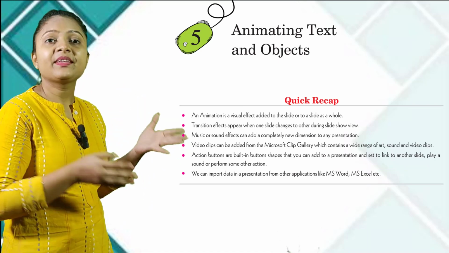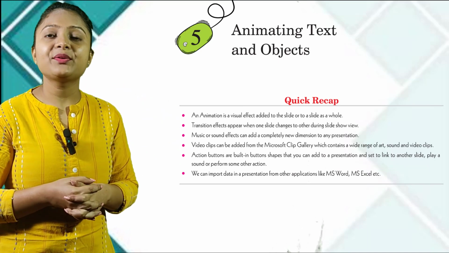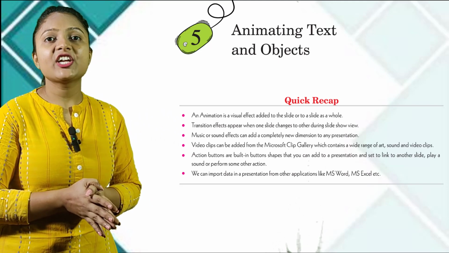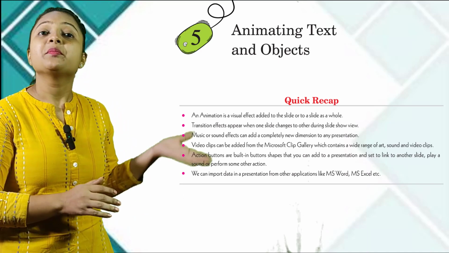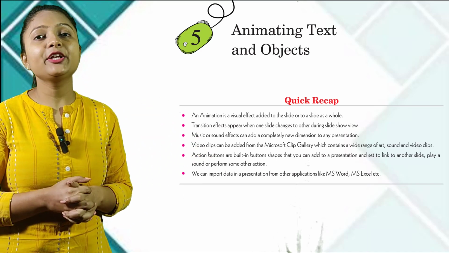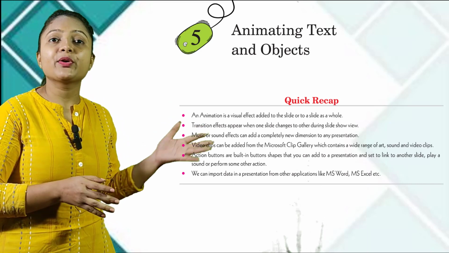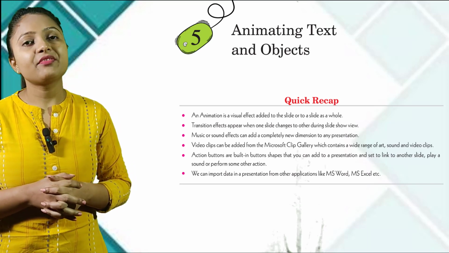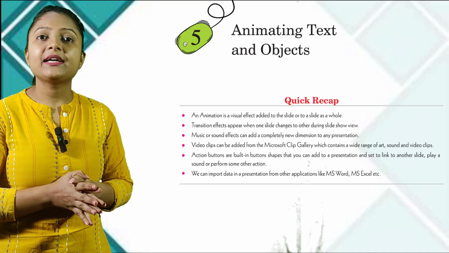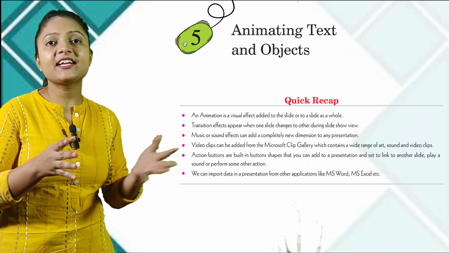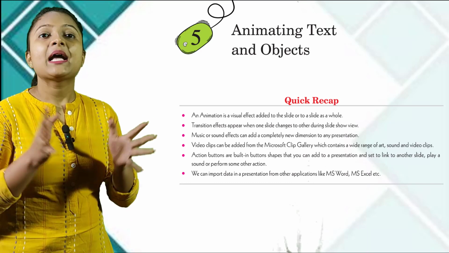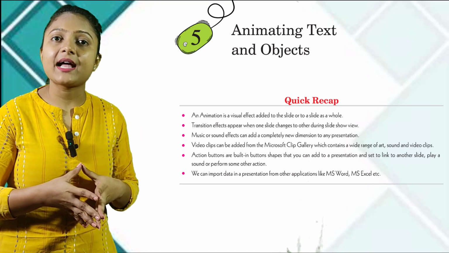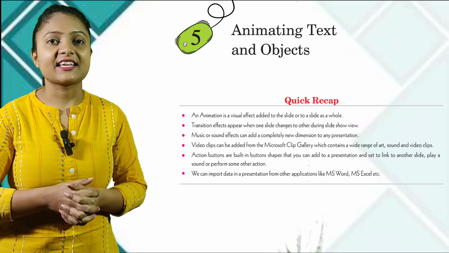A quick recap. An animation is a visual effect added to the slide or to a slide as a whole. Transition effects appear when one slide changes to the other during slideshow view. Music or sound effects can add a completely new dimension to any presentation. Video clips can be added from the Microsoft Clip Gallery, which contains a wide range of art, sound, and video clips. Action buttons are built-in button shapes that you can add to a presentation and set the link to another slide, play a sound or perform some other action. We can import data in a presentation from other applications like MS Word, MS Excel, etc.